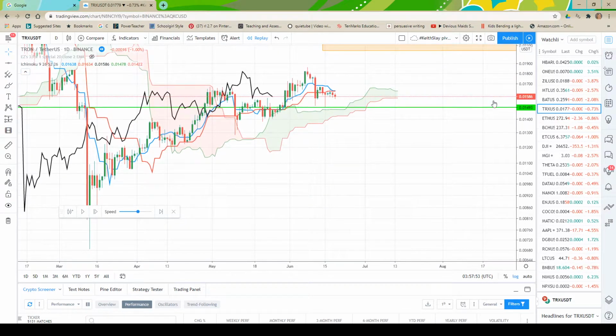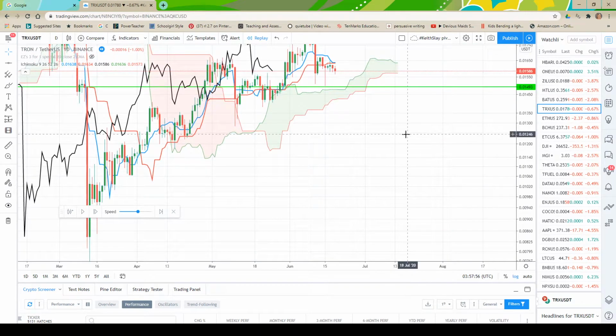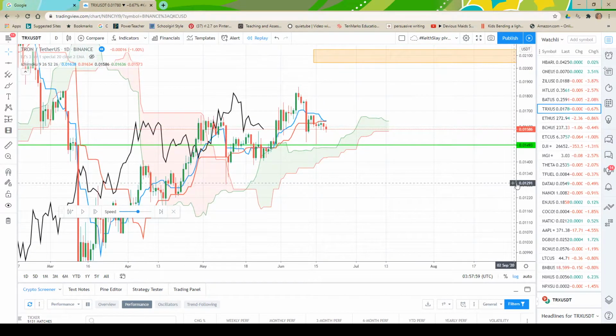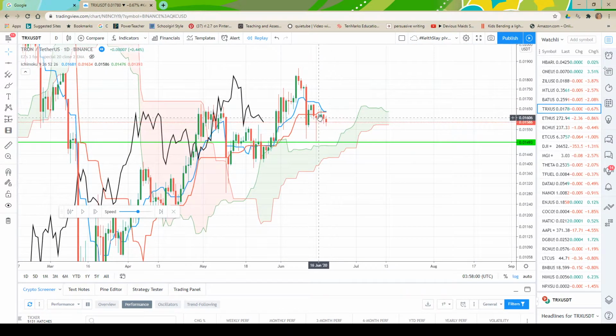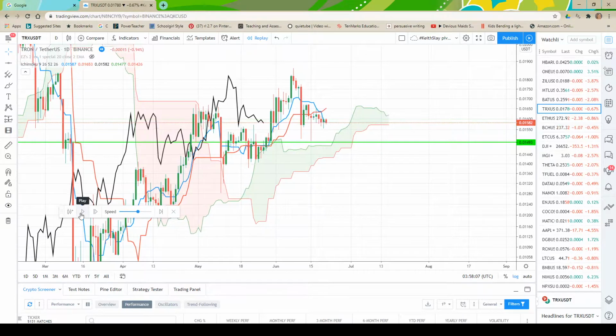Look what just happened. They're not crossed, but they are flat. Like, flat. Look at that. Man. So you wait. That's the one right there. See it drop? The blue is under the red. That's a sell.